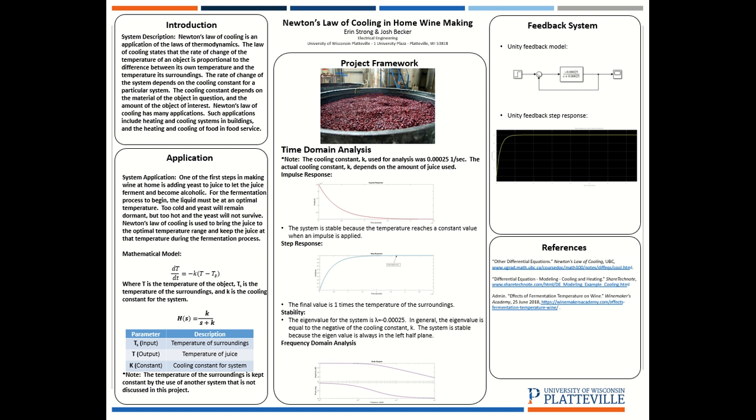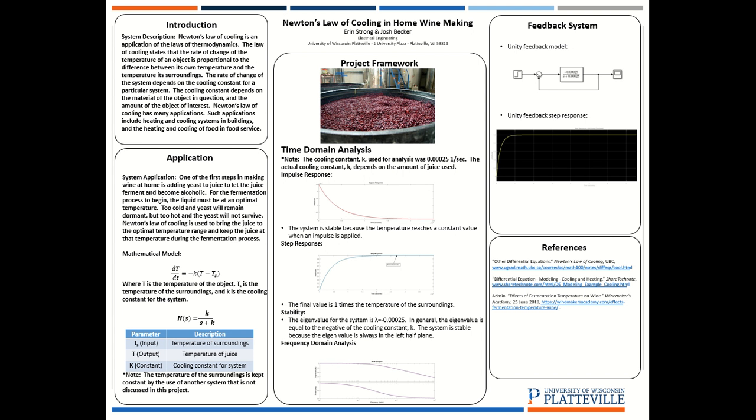So for our project, we're looking at wine. The application we looked at was homemade winemaking. One of the first steps in trying to make wine at home is adding yeast to the juice that is made. Adding yeast to the juice will allow the fermentation process to begin, which will turn the juice into an alcoholic juice, aka wine.